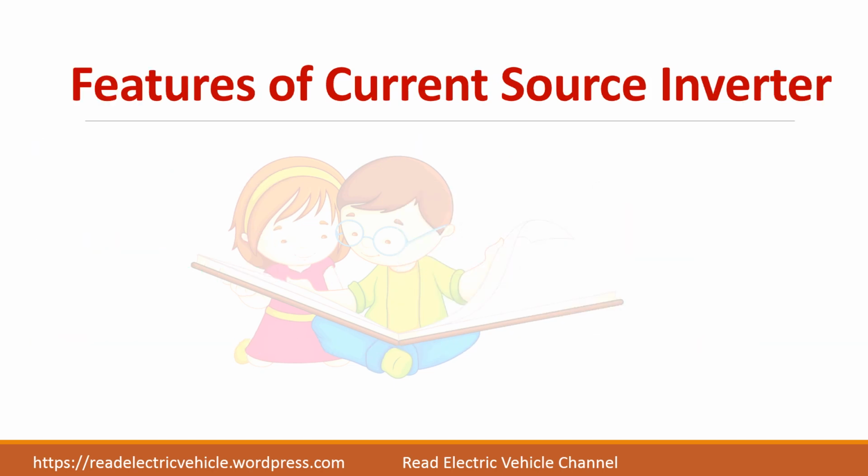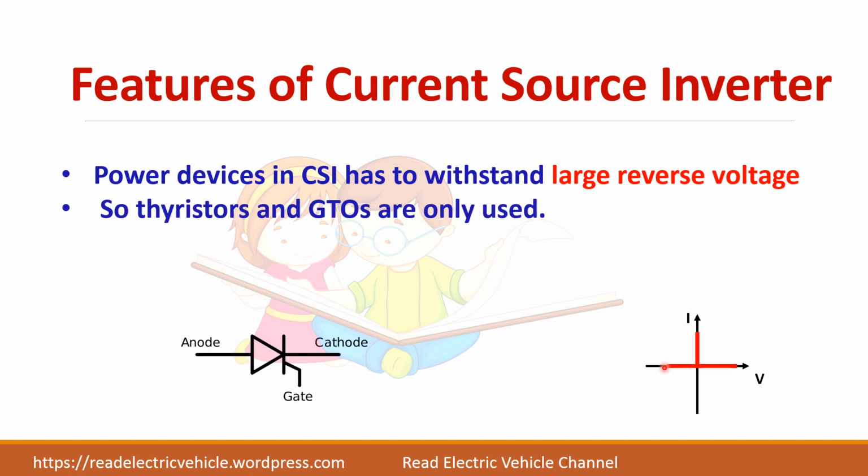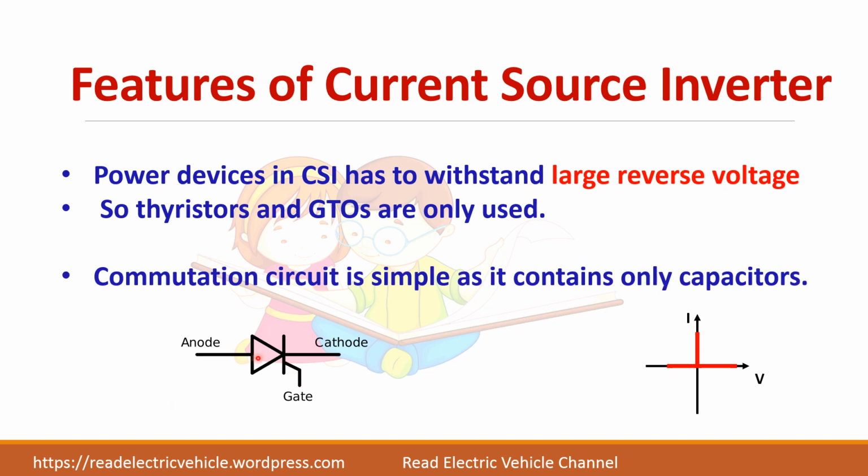Let us see the features of current source inverter. Power devices used in current source inverter should be able to withstand large reverse voltage. That is, it should be able to block the reverse voltage also. So normally thyristors and GTOs can be used. This is a thyristor. And when we use a thyristor in DC circuits, we know that we have to use some type of commutation to turn off the thyristor. So normally a simple capacitor can be used to commutate the thyristors.